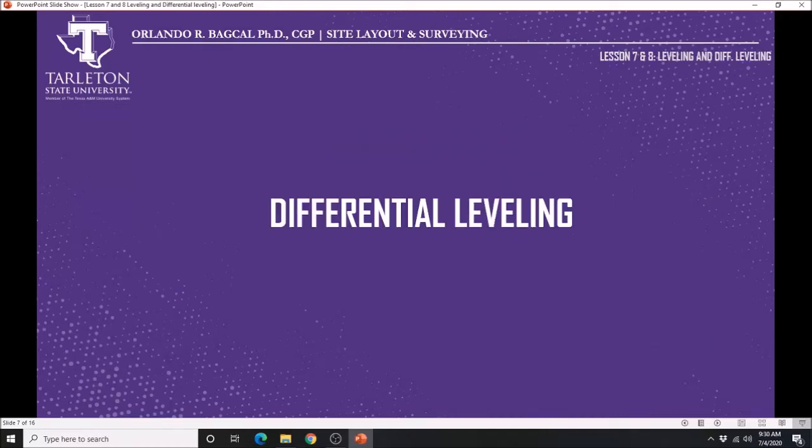All right, so let's take a look at differential leveling. Differential leveling is one of the methods of the leveling process. It is a process of measuring vertical distances from a known elevation point, which is usually the benchmark, as a reference, to determine the elevations of an unknown point.